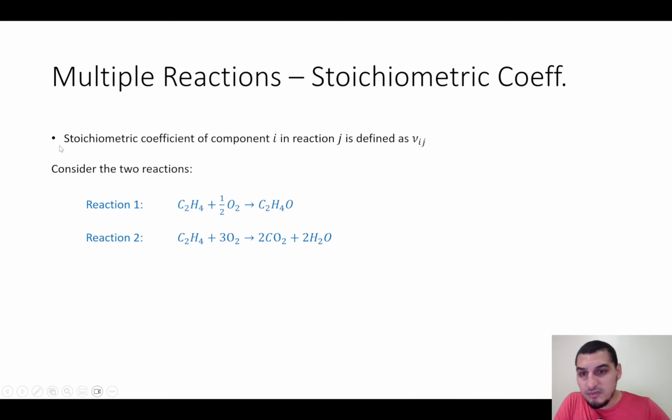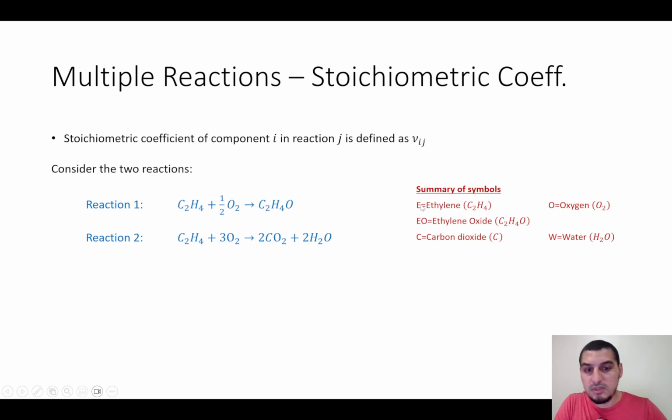That's why we have this sentence here that the coefficient of component i in reaction j is defined as nu ij. So just to make things simpler, ethylene would be given the symbol E, ethylene oxide would be EO, carbon dioxide C, oxygen O, water W, and now we can list the stoichiometric coefficients. So the coefficient for ethylene in the first reaction is going to be nu E1. This is the coefficient of ethylene in the first reaction. And this is the ethylene in the second reaction, nu E2 is -1 as well. For oxygen it's going to be clearer. So oxygen in the first reaction, nu O1 is -0.5, nu O2 is -3.